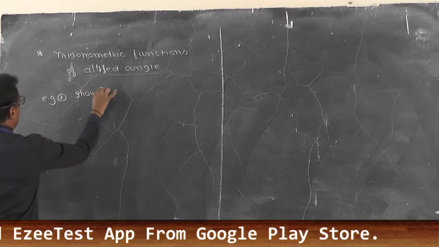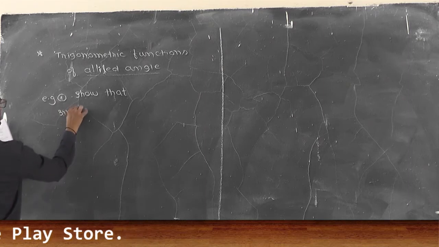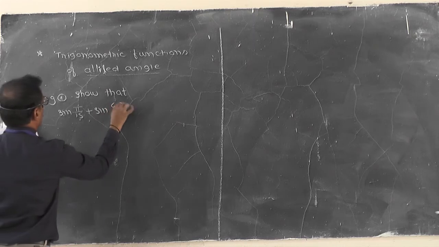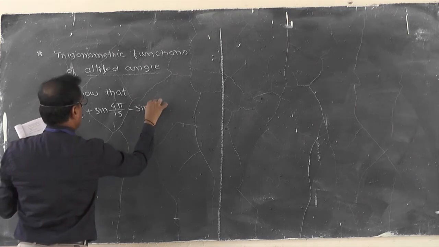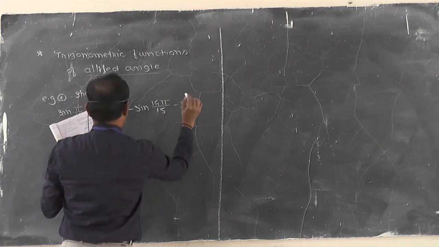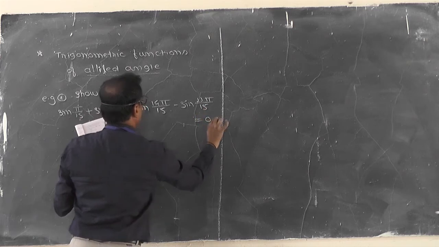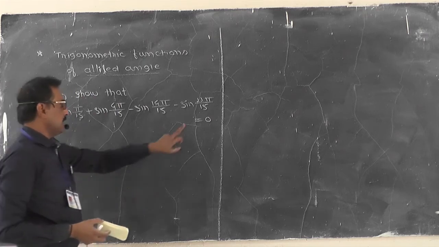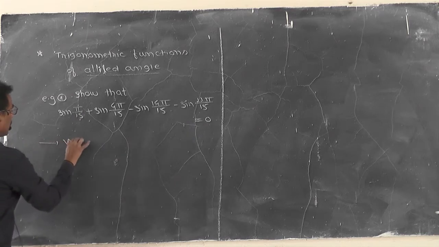Next example for allied angle, here it is. Show that sine of pi by 15 plus sine of 4 pi by 15 minus sine of 14 pi by 15 minus sine of 11 pi by 15 is equal to 0. Now in order to prove this result, answer is actually here 0. So 100% we have to join these values here.